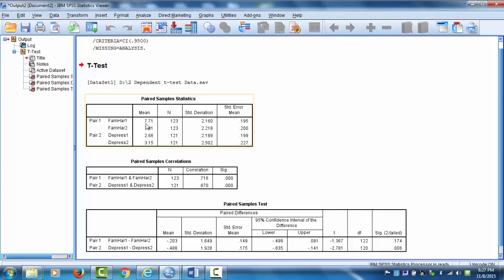Okay, so here are my two pairs. I have my mean, my sample size, and my standard deviation for the pair of Family Harmony at Thanksgiving, which is the pre-test 1, and at the winter holidays, the post-test 2, and the same thing for depression. And down here I have my t-test, which we're going to talk about in just a minute.